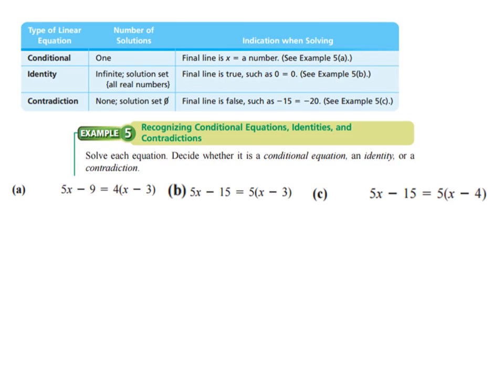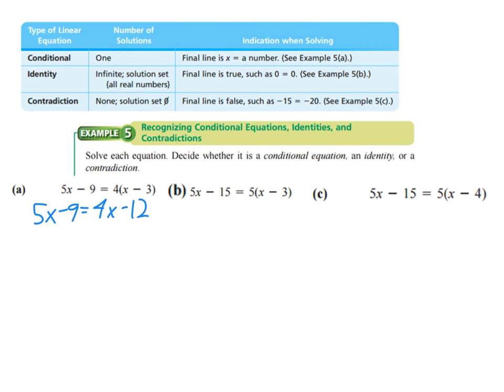And bringing us to our last slide, looking at determining whether an equation is a conditional equation. It could be an identity or it could be a contradiction. So we still solve the equations like normal. A conditional equation is like what we've been doing, where there is one solution. So if we look at our first example, I don't really have anything to do on the left side, but we would distribute the 4 on the right.